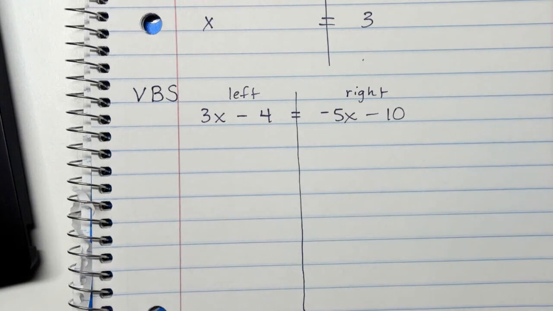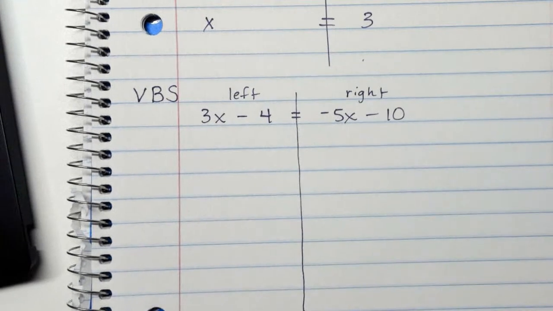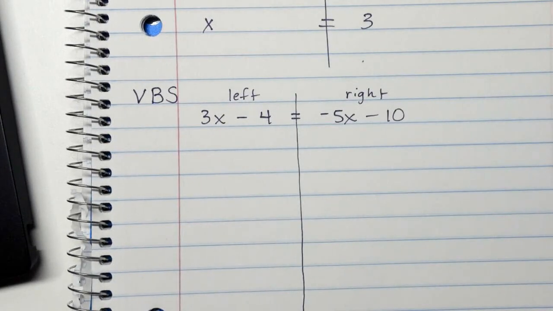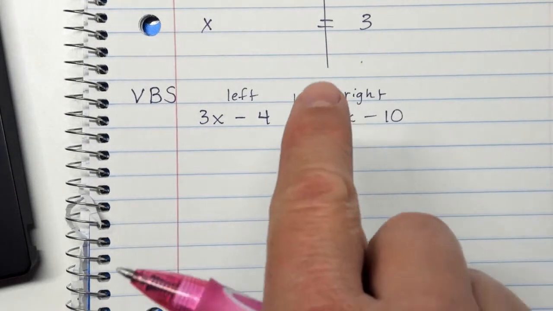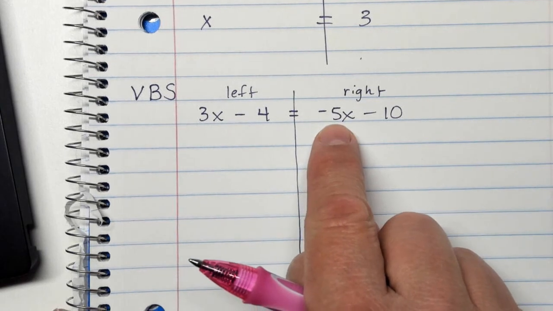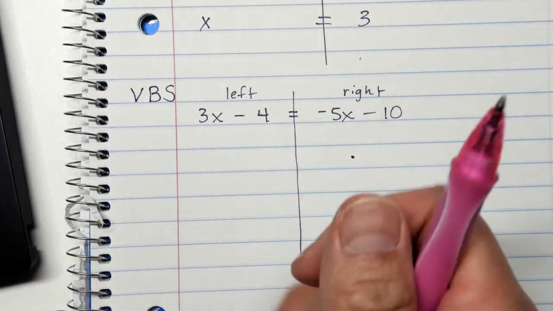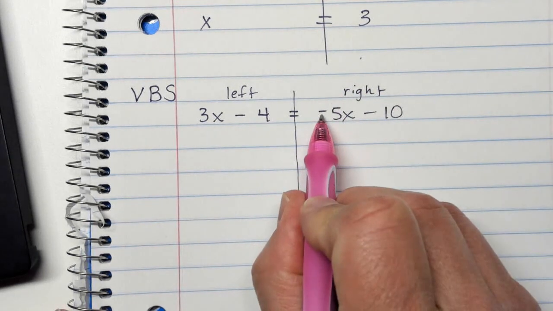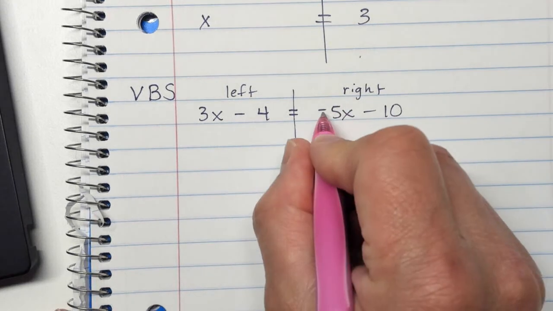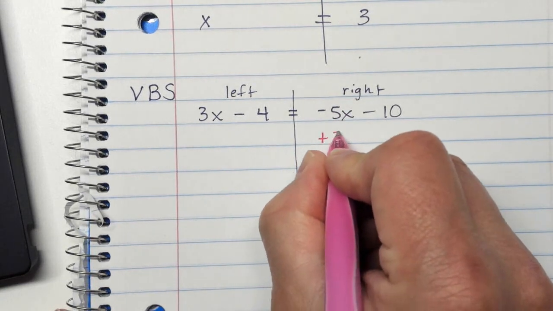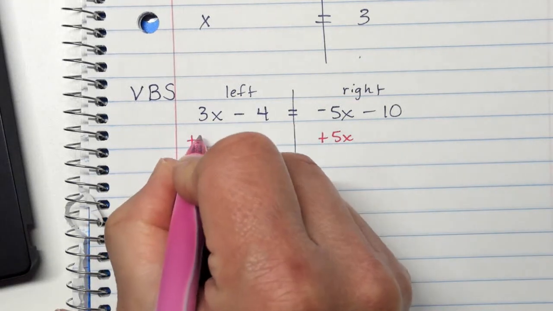Okay? In this situation, typically you want the variables to be on the left side. That's the wisest thing to do. So we need to undo this or get rid of this. How do you get rid of a negative 5x? Well, do the opposite operation. You have to think of that as a minus sign. So instead of minus 5x, you're going to add 5x. Add 5x.